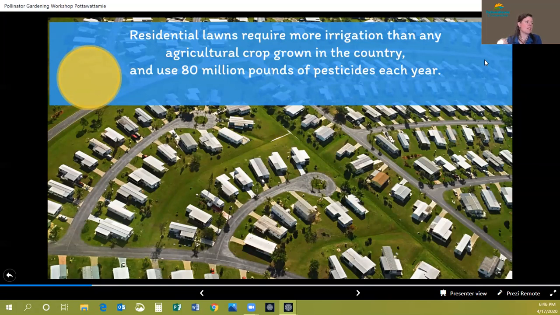We found out that they require more irrigation than any of our other agricultural crops that we have in the United States, which a lot of our other crops are not native plants either, but lawns suck up so much water and pesticides. Apparently, homeowners love putting pesticides on their lawns. 80 million pounds of pesticides each year going on just residential lawns. That is a ton of inputs.